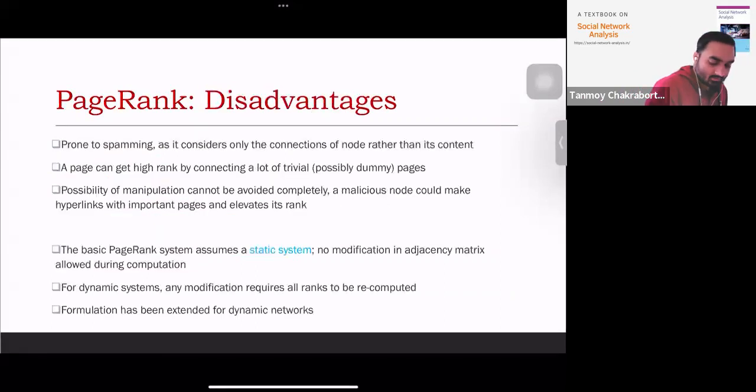Okay. So what are the limitations? The limitations are manifold. PageRank also is prone to spamming. What does it mean? It means that let's assume that there is a group of web pages, right? A massive group of web pages. For example, there are thousands of web pages which are connected to each other.